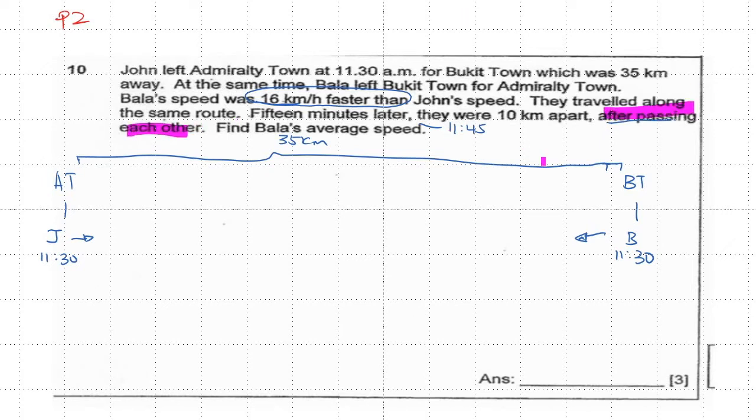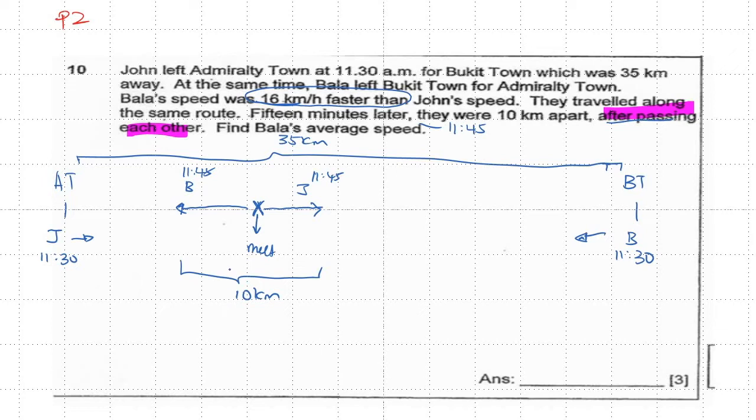Okay, so I know that Bala's speed is faster. So I believe that maybe Bala will move more. So this is the place they meet. They pass each other. That means this John moves here already. And then this Bala moves here. And this whole thing here is what? 10 kilometer apart. So you know that this timing is 11:45, 11:45 for John as well.